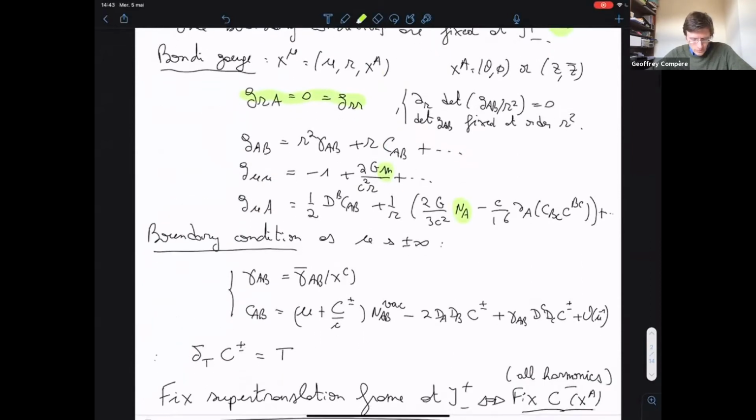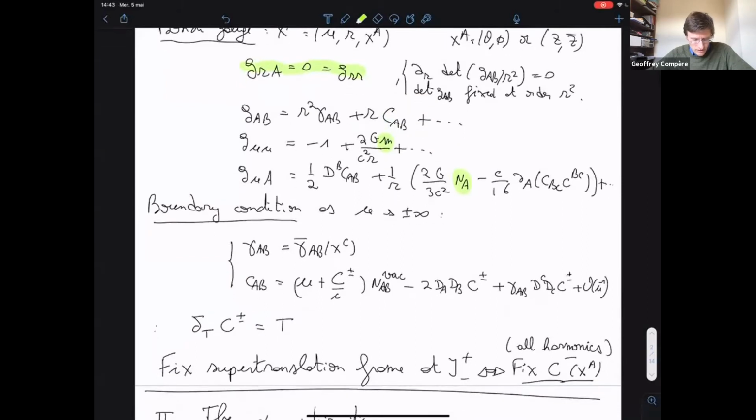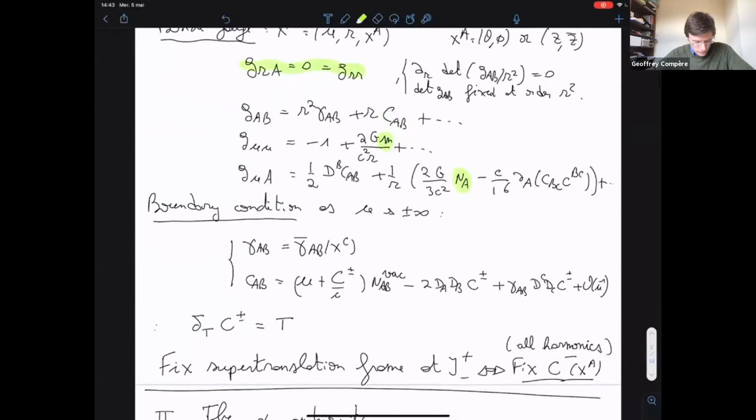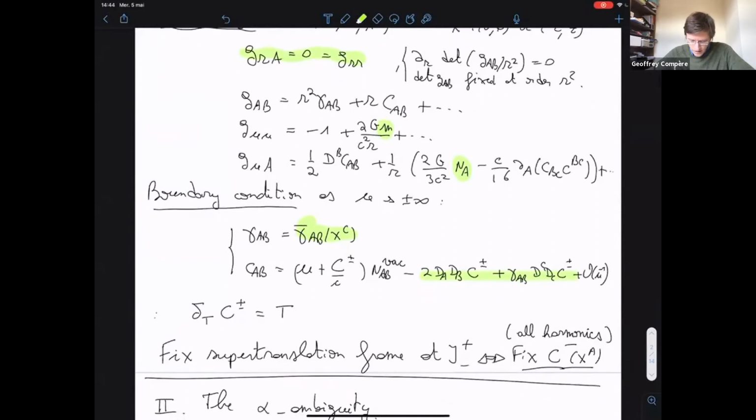If I take as boundary condition when u goes to plus minus infinity these conditions, those are the ones that everybody is using now. So if we take a fixed metric on the sphere, and then C_AB, which is given by these asymptotic values, so only an electric type component, and the value of C will differ between the past of null infinity and the future null infinity, which is related to the displacement memory effect.